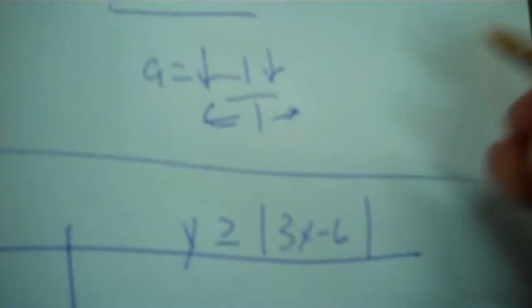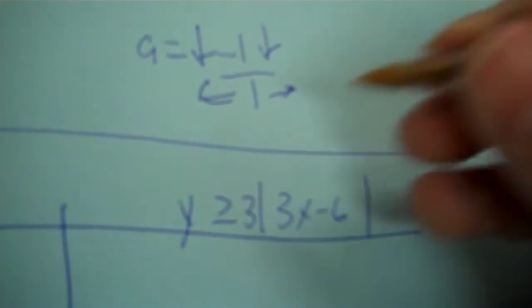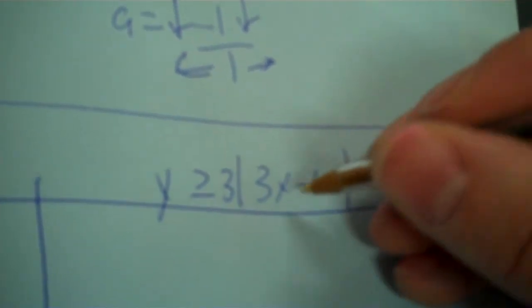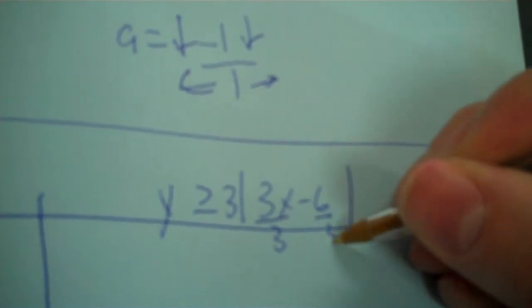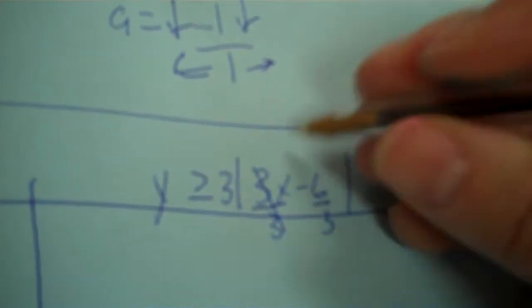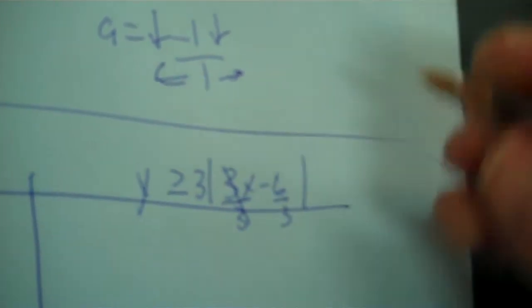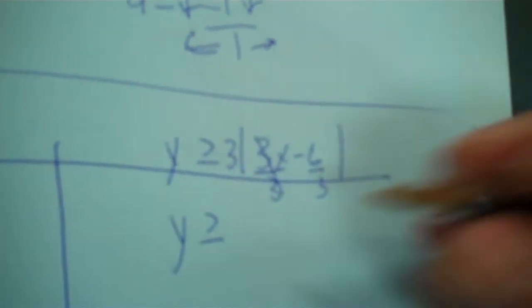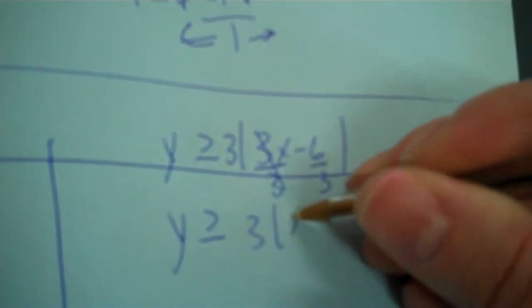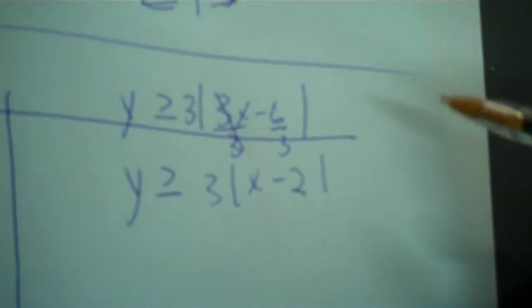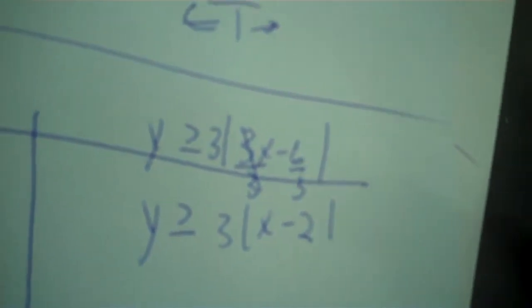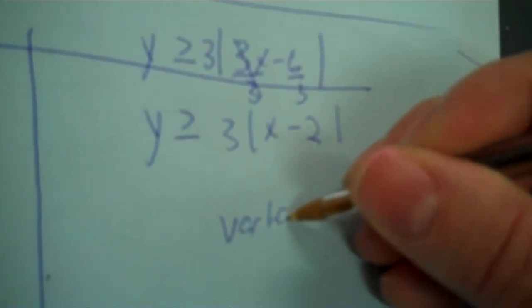First thing, inside the absolute value, we do not want that 3 here, okay? So here's what you're going to do. You're going to pull 3 outside. That's going to be the A, but then you have to divide each one of these by 3, and that's going to be x minus 2. So you need to rewrite it as 3 absolute value x minus 2, because you just want the x by itself. Now you're ready for your vertex and your stretch.